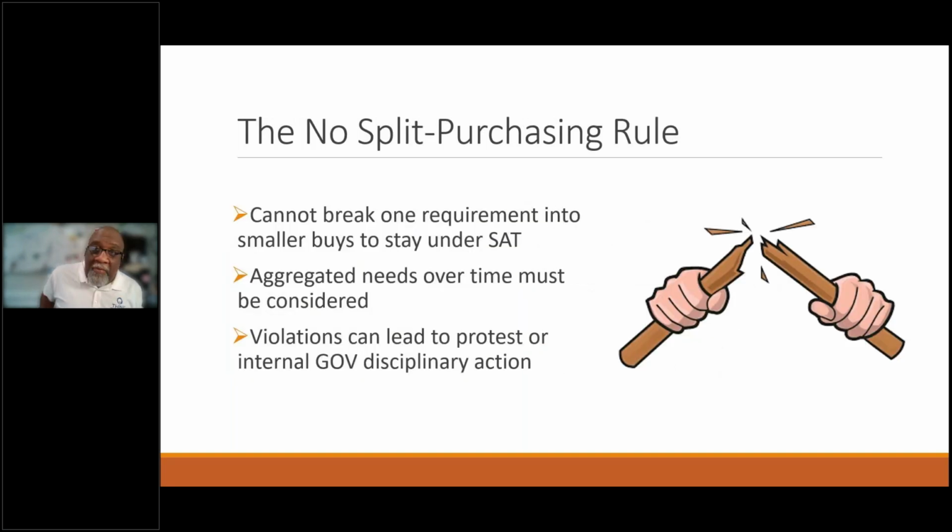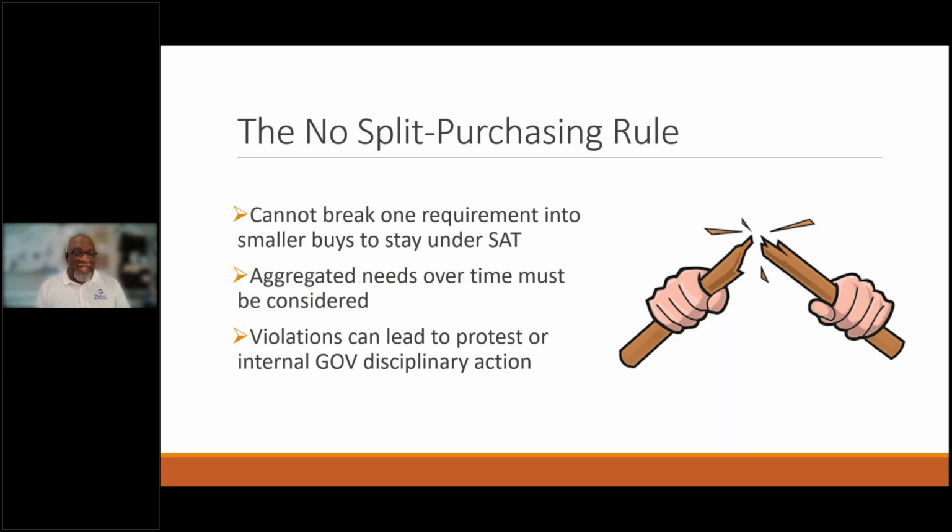Now, one of the things you have to be highly thoughtful of in this season, in this space, is the split purchasing rule. Okay, the federal government is not allowed to break one requirement up into smaller buys to stay under the SAT or under the micro purchase threshold, either one of the thresholds. Okay, those thresholds are firm for a reason. And I've seen, at least in my career, a couple of times where folks have tried to be too cute and break the requirement up, and they tend to be seen.